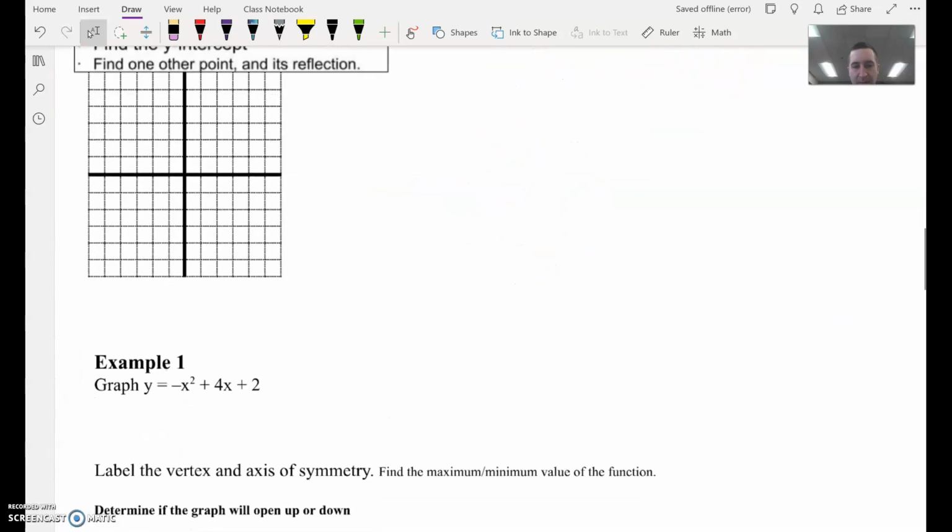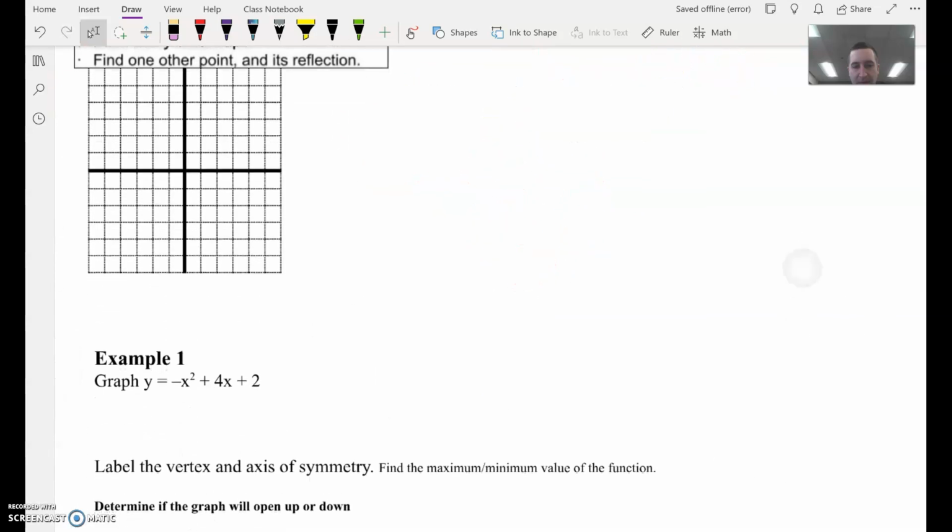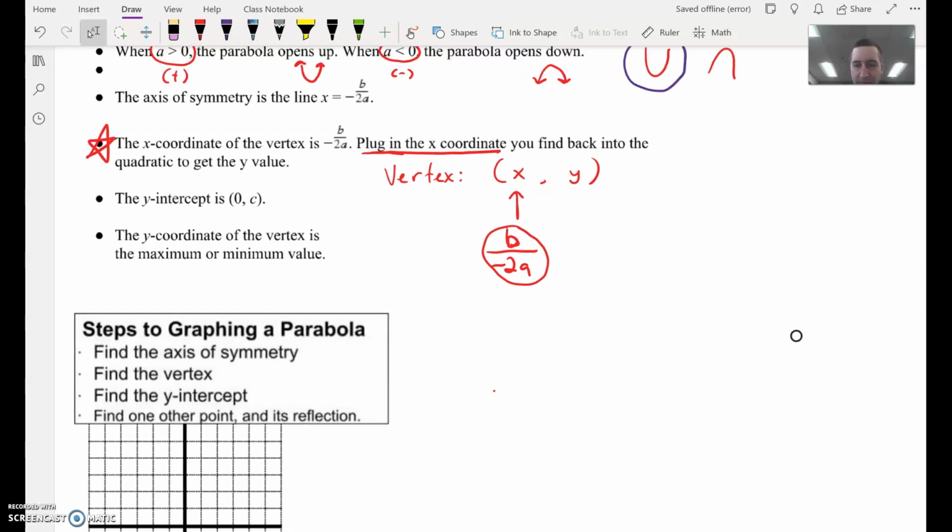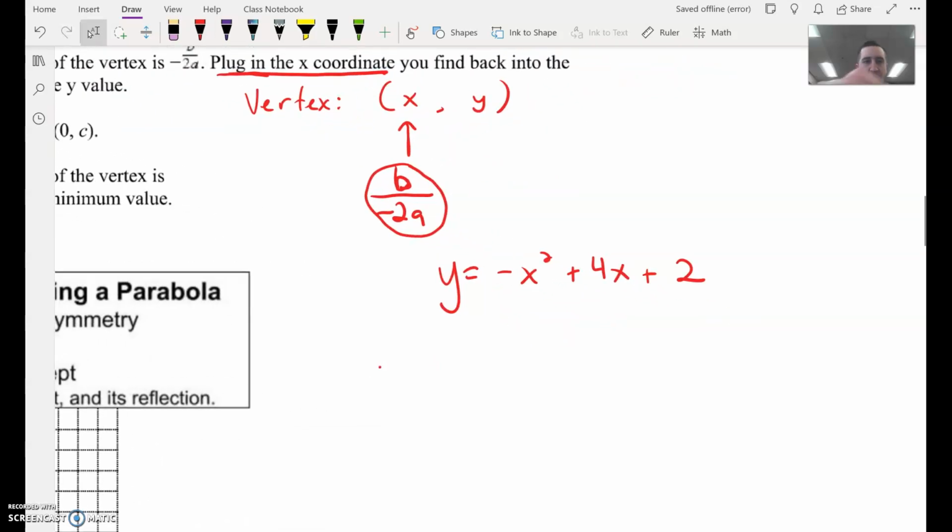Let's use an example down here. y equals -x squared plus 4x plus 2. Okay, check this out. We need to find the vertex, we need to find the axis of symmetry, and we need to find the y-intercept. The same things we found today in class. But we don't have the graph. Today in class we had the graph, now we don't. So we have to use algebra.